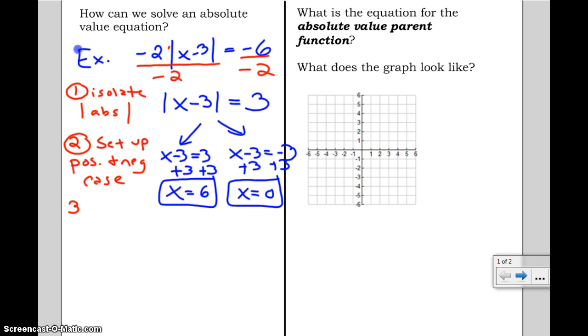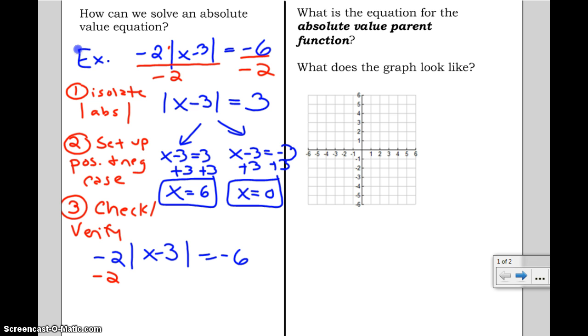My last step is to check, or verify is another word you will see. Verify your solutions. If I verify, I use the original. So I'm going to go back to -2 multiplied by the absolute value of x minus 3 is equal to -6, and I want to see if that's actually true. Are the two x values that I found actually working for the original problem? So -2, my first x value is 6, so I'm going to replace x with 6.